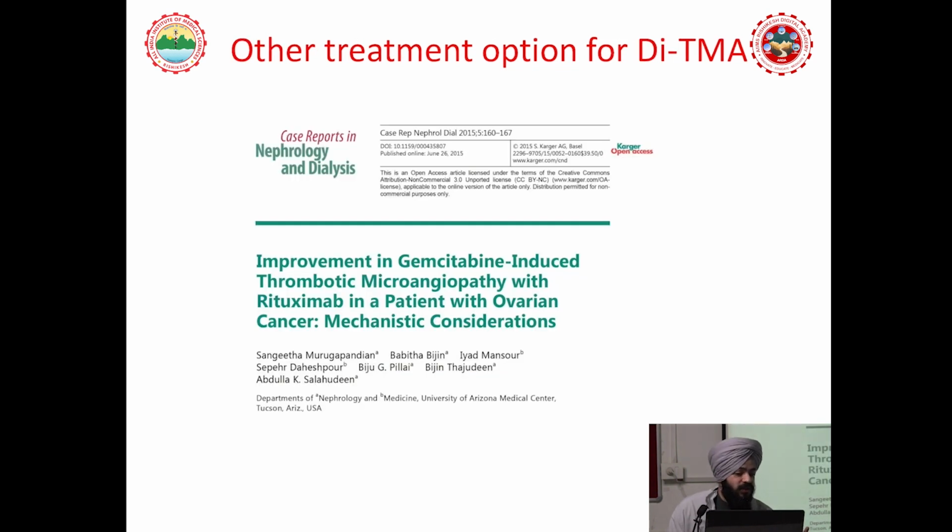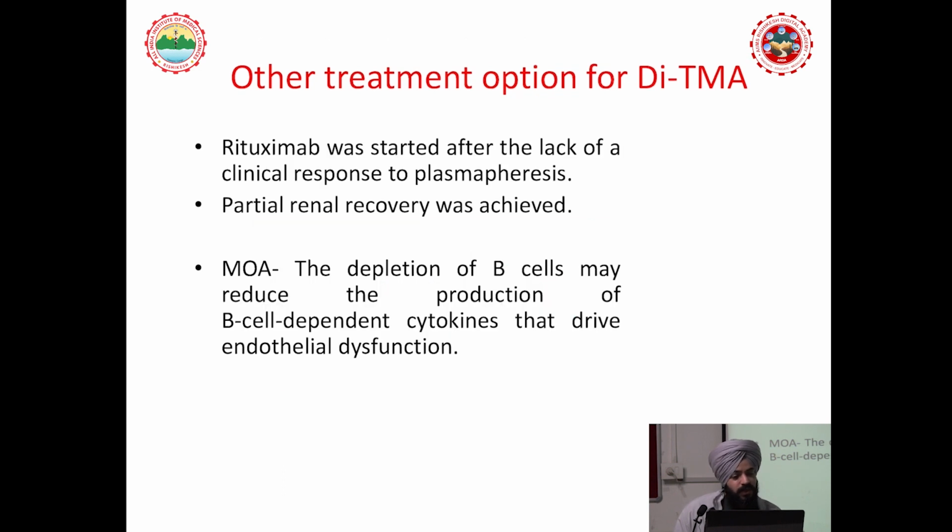There have been certain case reports where there was improvement of gemcitabine-induced TMA with rituximab. That was a single case report in a patient with ovarian cancer. In that, it was found that rituximab was started after lack of clinical response to plasmapheresis, just like in our case, and partial renal recovery was observed.